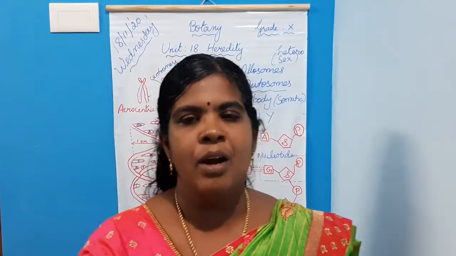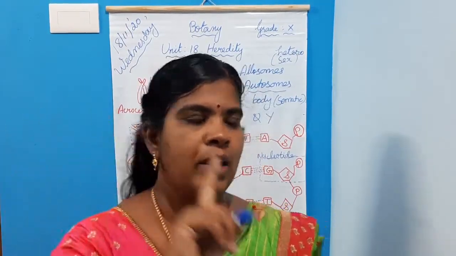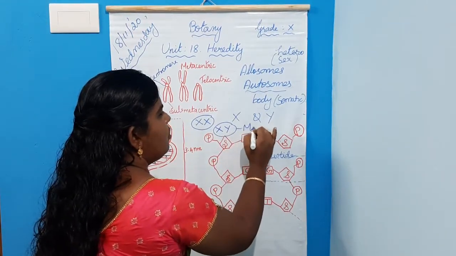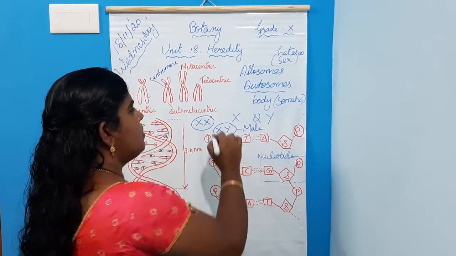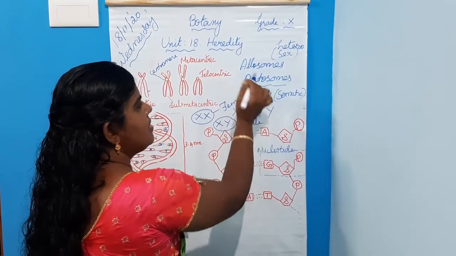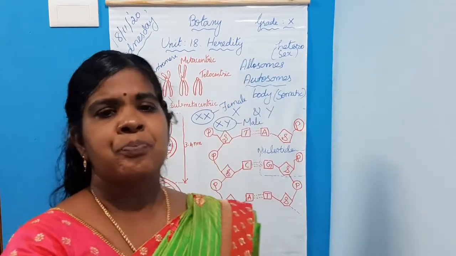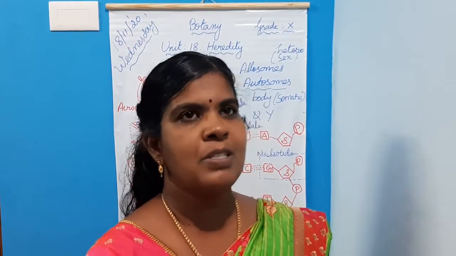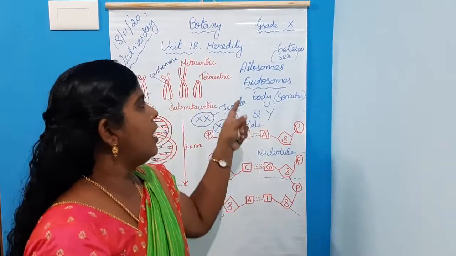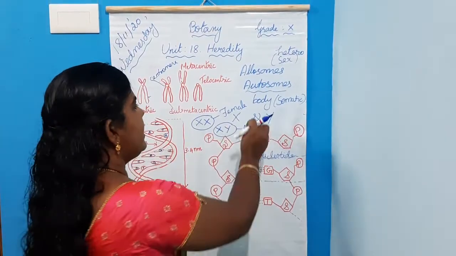Human males have one X and one Y chromosome. Human females have two X chromosomes. These are allosomes. Based on the position of the centromere, chromosomes are of 4 types. Based on their function, chromosomes are of 2 types, isn't it? Autosomes and allosomes.